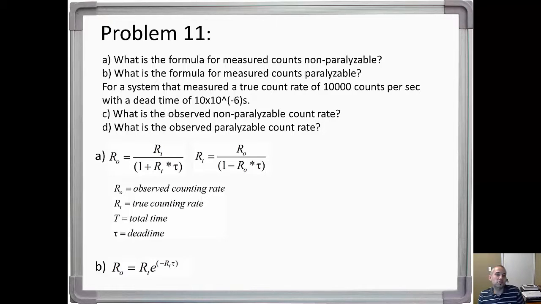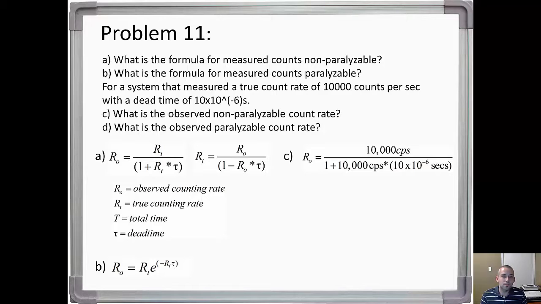But let's do a couple quick questions. So for a system that measured a true count rate of 10,000 counts per second with a dead time of 10 times 10 to the negative 6 seconds, what's the observed non-parallelizable count rate? So we just plug it in the formula. True count rate is 10,000 counts per second. Put that in: 1 plus true count rate times the dead time. We get a value of 9,090.91 counts per second.